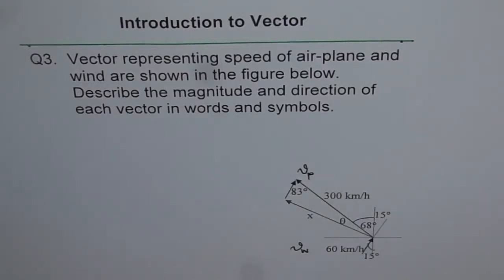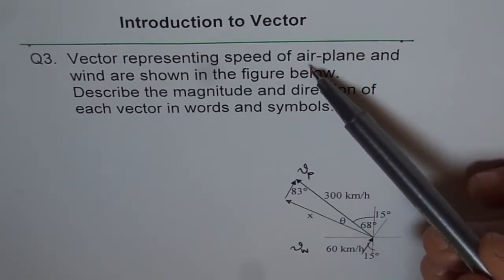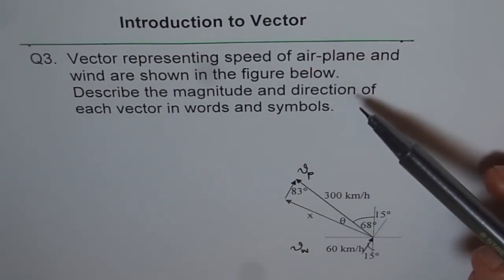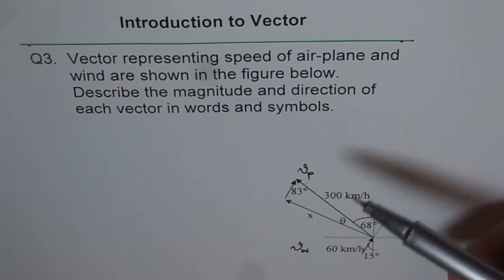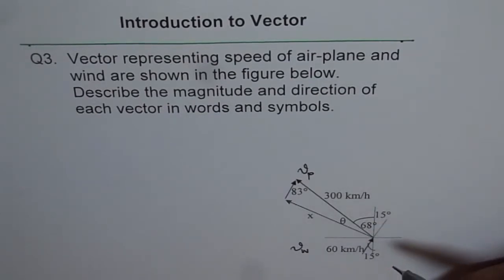Introduction to vectors, question 3. In this question, from a given diagram, we'll try to figure out what the vectors are. The question here is: vectors representing the speed of an airplane and wind are shown in the figure below. This figure gives you the speed of plane and wind. We have used the word speed, but actually it should be vector, velocity.